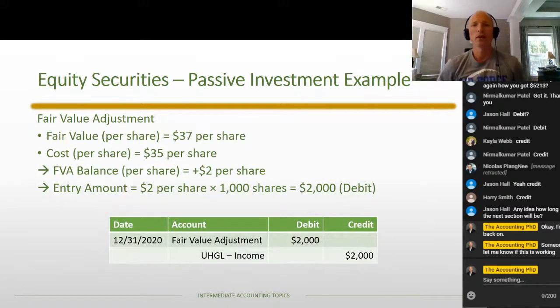And so we're going to debit our fair value adjustment account $2,000. And again, similar to the trading security with the debt investment, the unrealized holding gain or loss is an income statement item, and so we designate it dash income. So it is part of net income. It's a temporary account. It gets closed to retained earnings. So $2,000 debit to the fair value adjustment account and a $2,000 credit to the unrealized holding gain or loss dash income account.